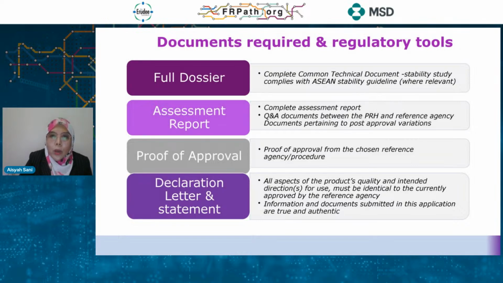So what are the documents required under the reliance pathway or under the FRP guideline? The full technical dossier will always be required, but in terms of assessment, only parts will be assessed during the review. So the important regulatory tools for reliance are, of course, the assessment report from the chosen reference agencies. That will also include other documents like the question and answer document, and also documents pertaining to post-approval changes or variation. And at the same time, the applicant also needs to submit proof of approval and a declaration letter to declare that all aspects of the product quality, etc., are identical to what is currently approved by the reference agencies, and also to declare that the information and documents submitted to NPRA are true and authentic.